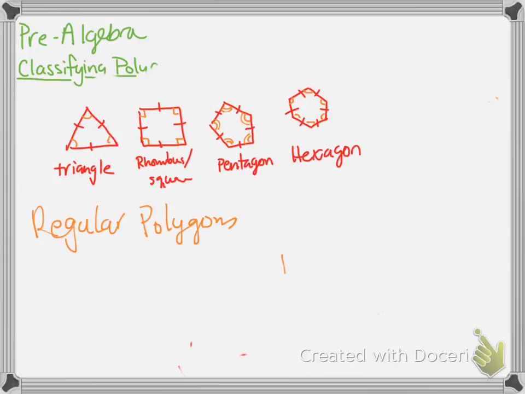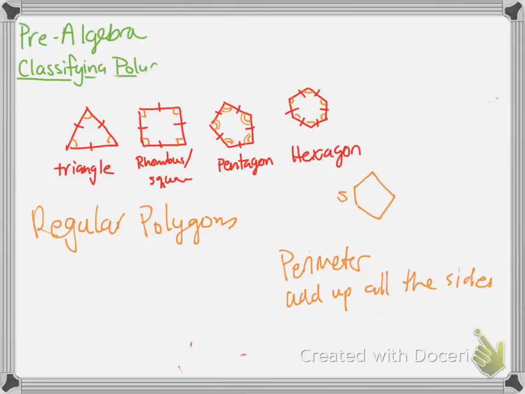Just know that when you're solving for perimeter, you have to add up all the sides. So if I told you that I wanted you to find the perimeter of a regular pentagon, and I told you one side length was 5, and you know that a pentagon has 5 sides, well, you do 5 sides times the length of that side, and you'd get the perimeter, which is 25, whatever units it is.